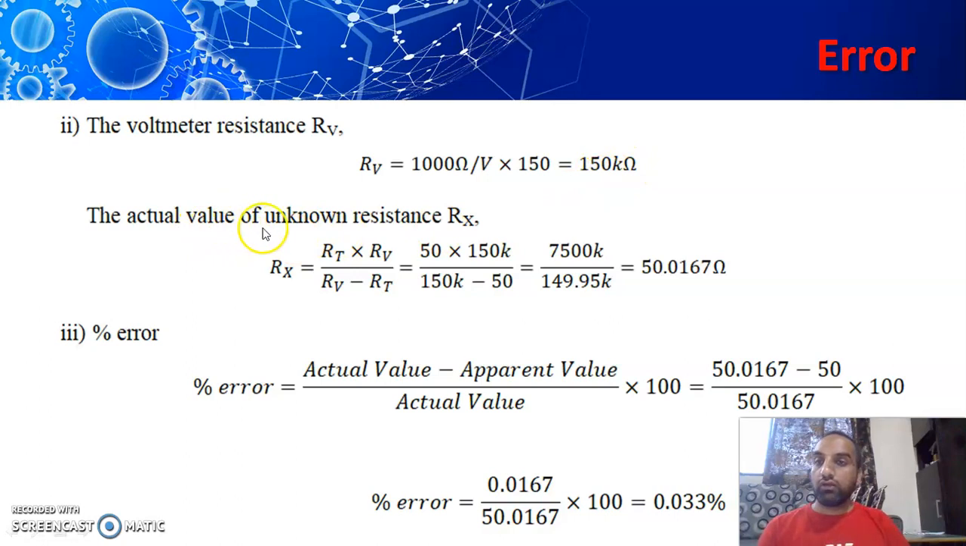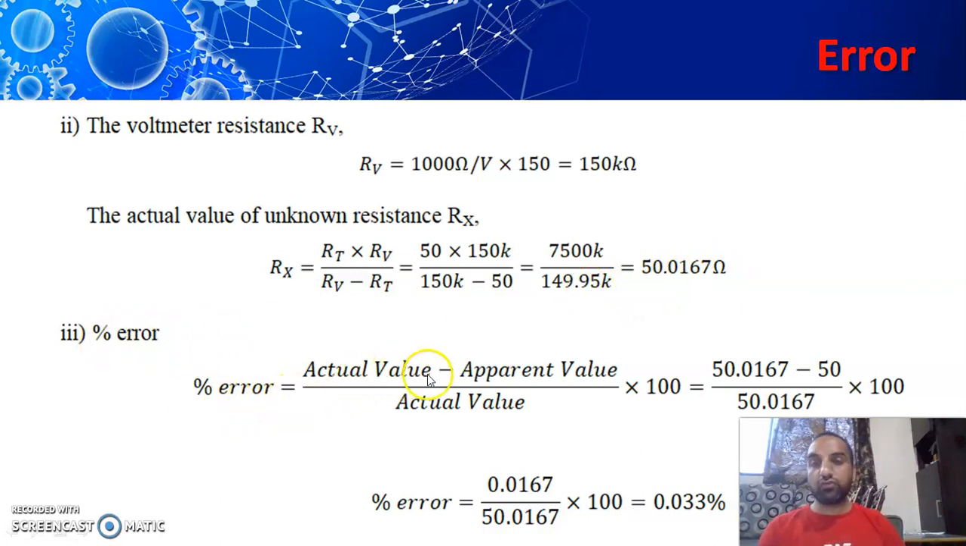So the actual value of the resistance, which is in parallel with the voltmeter, can be calculated. Rx is equal to RT into RV divided by RV minus RT. So RT is 50 ohm, RV is 150 kilo ohm, divided by 150k minus 50. So this product is 7,500 kilo ohm, and the difference is 149.95 kilo ohm. So this ratio becomes 50.0167 ohm.